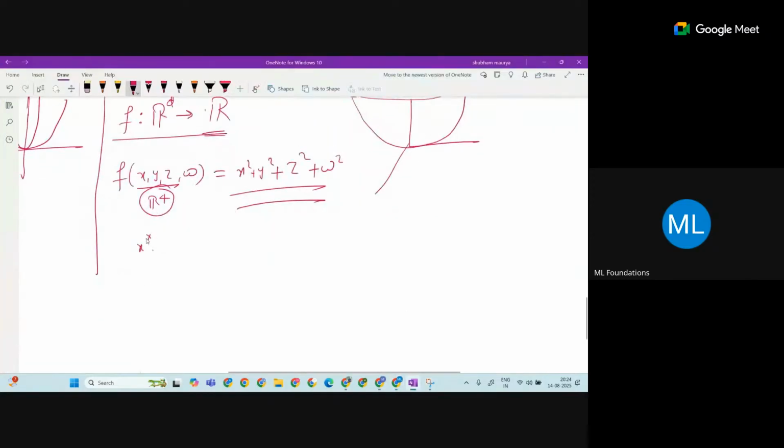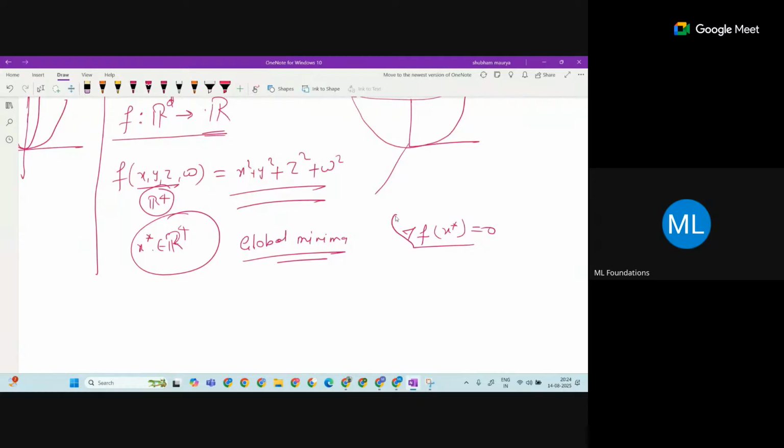We'll say x star, which is in R4, is a global minima of this function. If you want to say x star is a global minima, then it is needed that the gradient is equal to 0 at x star. If the gradient at the critical point is 0, we will call it a global minima. Otherwise, if you have a global minima at a particular point, then the gradient at that point is 0.